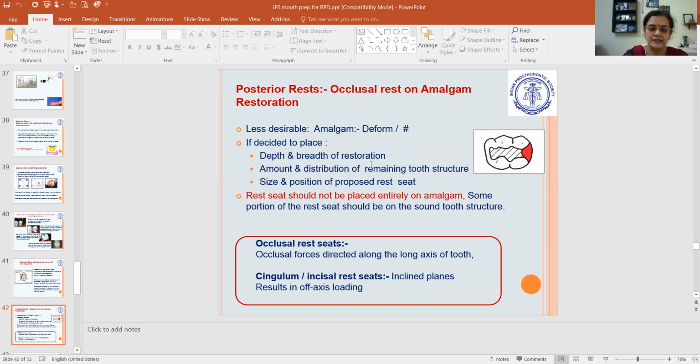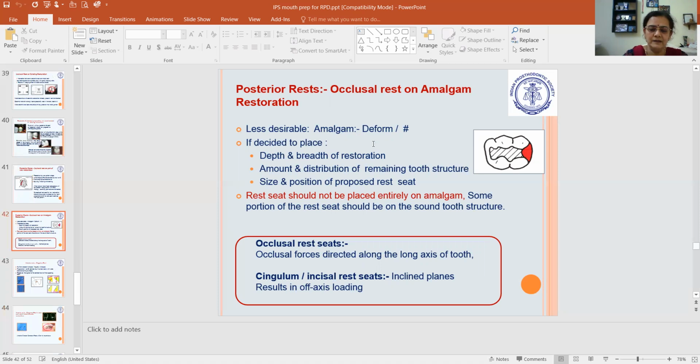When we compare the occlusal rest seats with other rest seats, the occlusal forces are directed along the long axis of the tooth because of their fabrication and placement area. Whereas cingulum and incisal rest seats, due to inclined planes, result in off-axis loading.